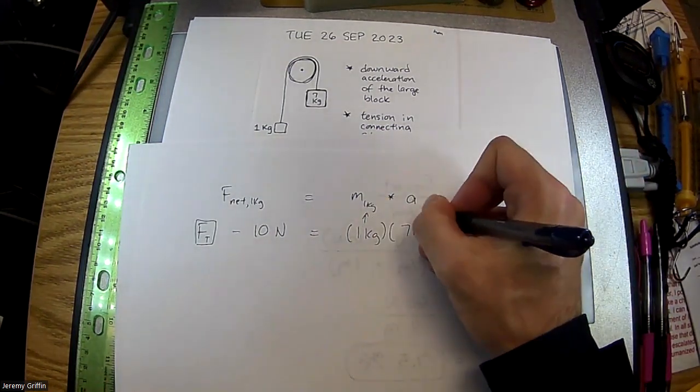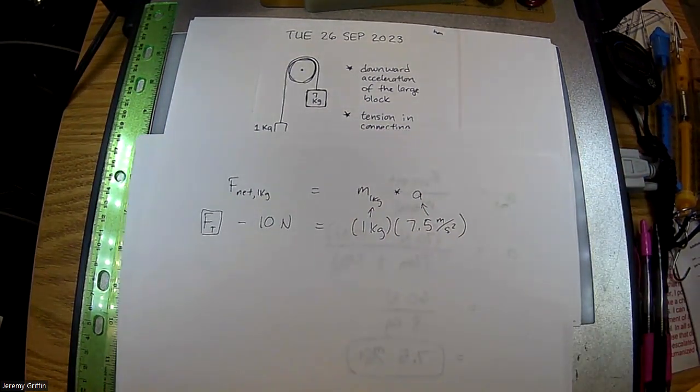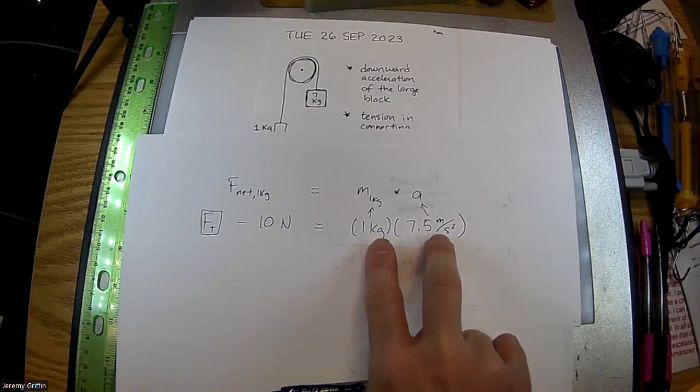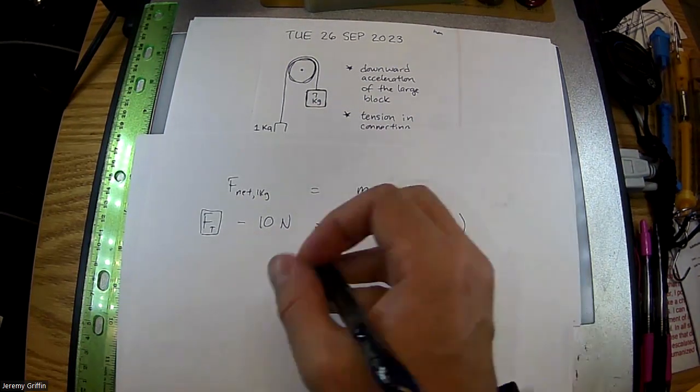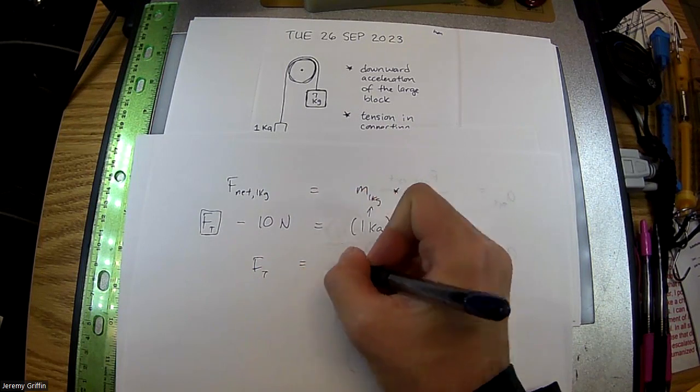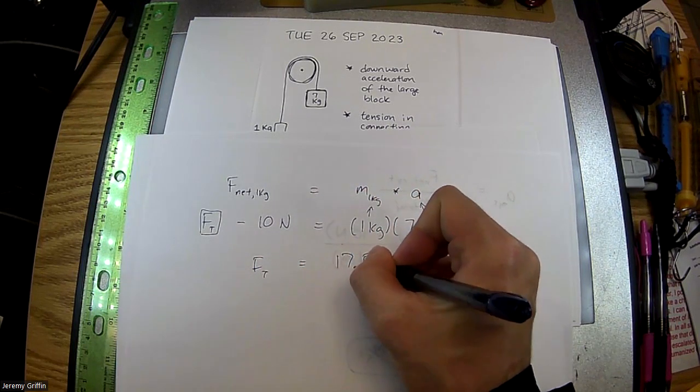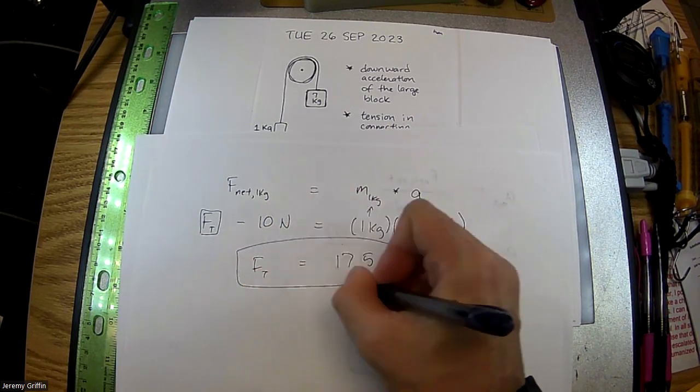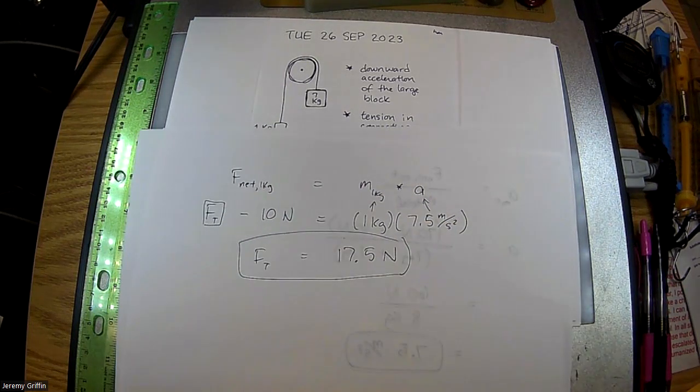So, 1 times 7.5 is 7.5. Add 10 newtons. The tension force is 17.5 newtons. There you go. You guys can figure that out. I remember some of you just knocked off a couple of your quiz questions right there.